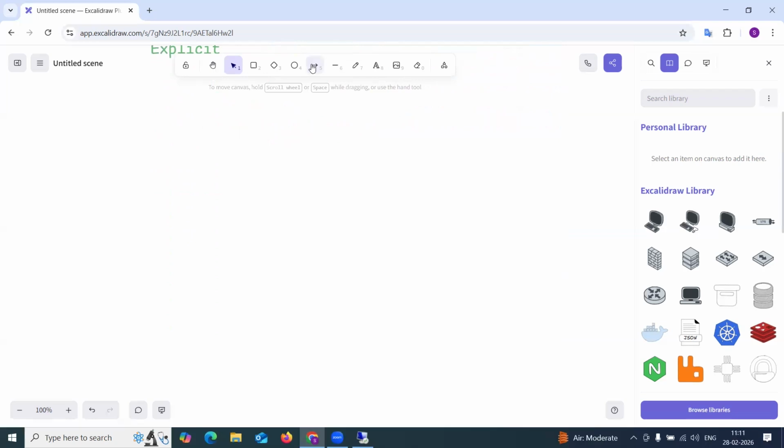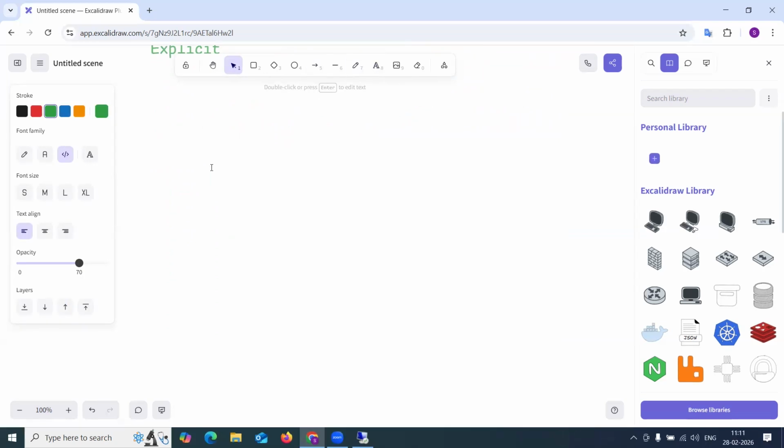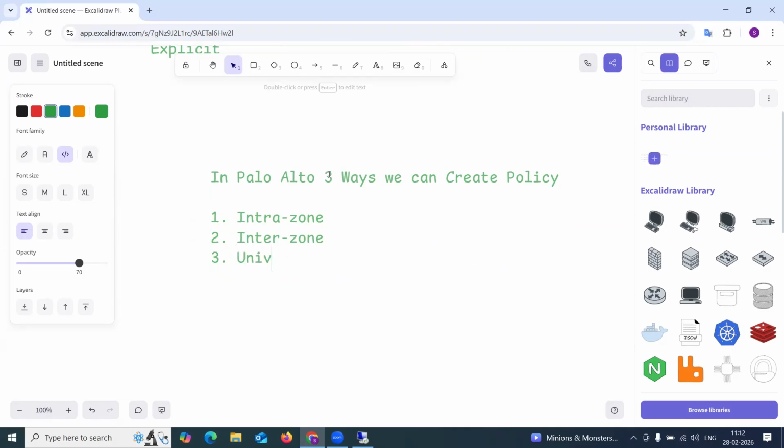Now understand, in Palo Alto Firewall there are three ways we can create a policy. One is intrazone, second is interzone, and third is universal. There are basically three ways of creating a policy.